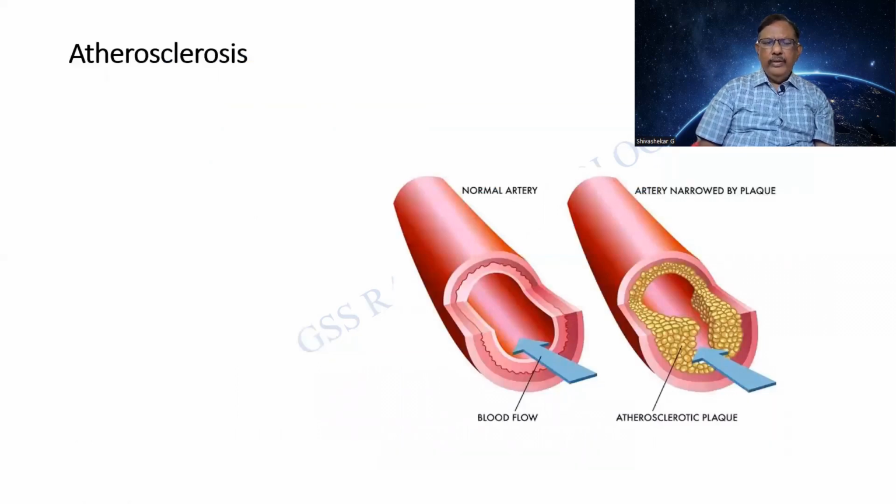A few of them I have picturesquely demonstrated. So this is a normal artery. It is smooth over here. On the contrary, you find that there can be an atheromatous plaque, deposition of lipids, etc. Plaque means it is an elevated area, leading to narrowing of the lumen.